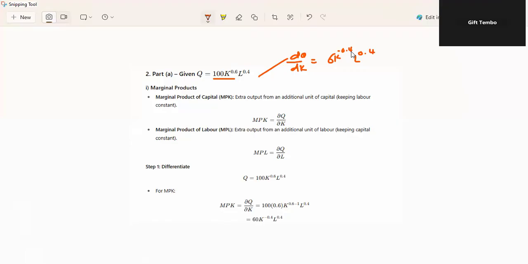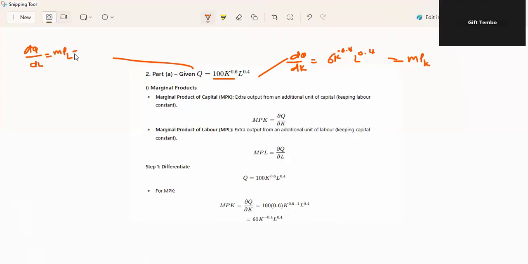Okay. So this is what we call the marginal product of what? Of capital. Then we're differentiating with respect to labor. Let's differentiate this. So this is dQ over dL. It's the marginal product of labor.